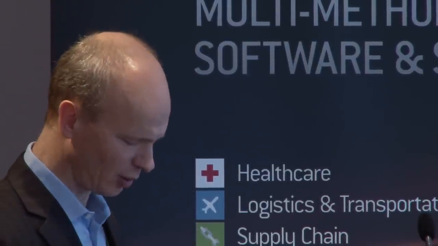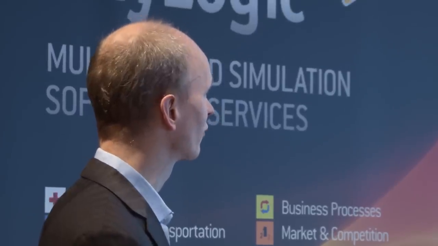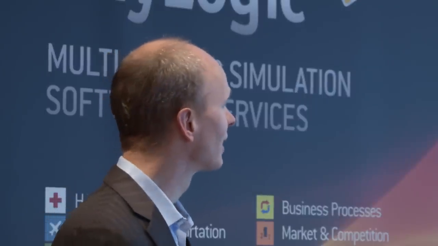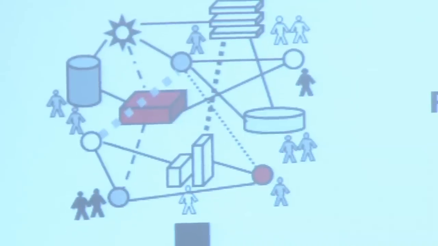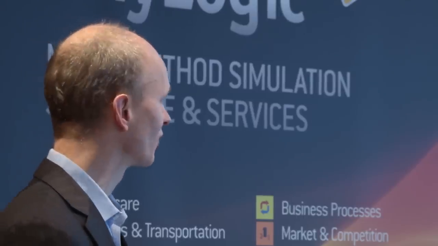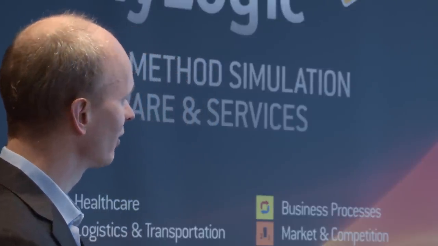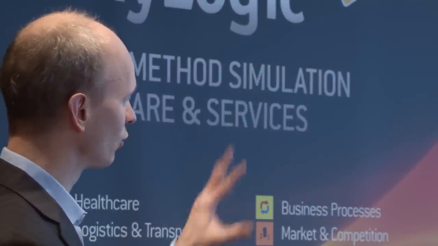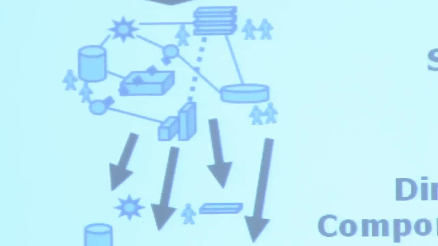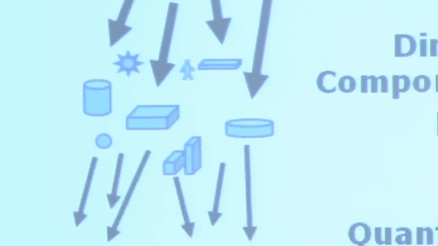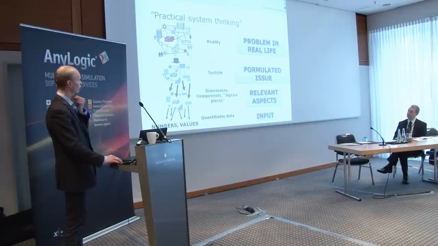The type of system thinking a person like me stands for is something I would call practical system thinking. I usually describe it like this: we have some type of reality, and I have stolen with pride that picture from XG Technologies. I think it's a good picture of a system. We build a model simplifying this reality into a system. By building a model, we divide the reality into some relevant dimension components, or jigsaw pieces. When we have identified these components, we can start giving them values with the help of quantifiable data. We can make a parallel with having problems in real life: formulating an issue, identifying relevant aspects, and giving input to these relevant aspects.